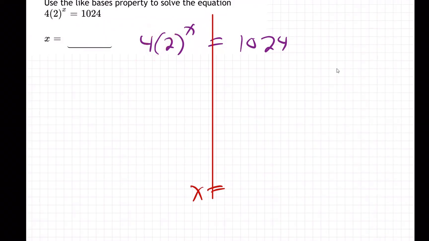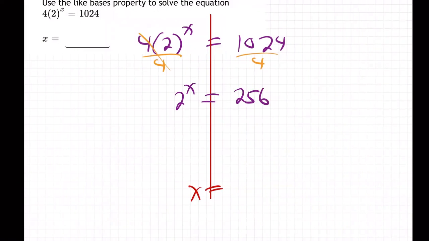Okay, well, how do we do it? Well, first off, we can start by getting rid of that 4. Divide by 4 on both sides. So 1,024 divided by 4 is 256. Okay, so we get down to there.